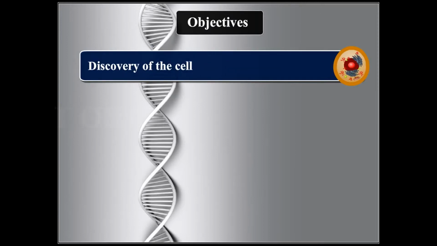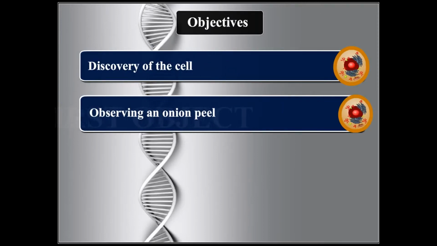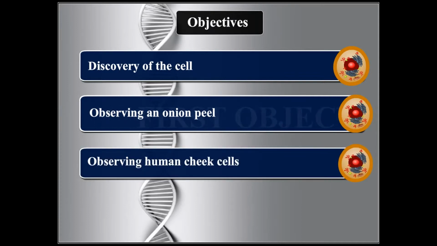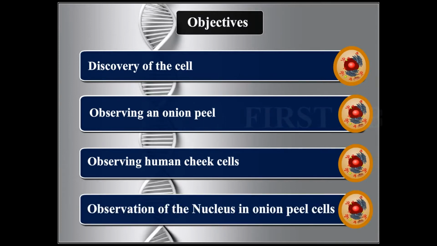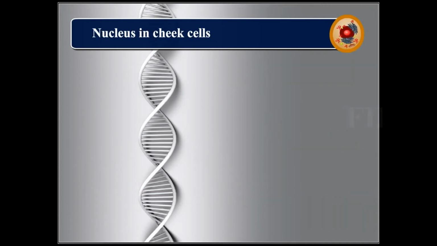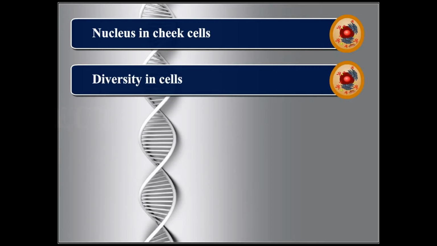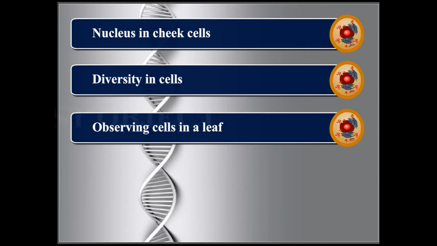Objectives. In this chapter, we will learn about discovery of the cell, observing an onion peel, observing human cheek cells, observation of the nucleus in onion peel cells, nucleus in cheek cells, diversity in cells, observing cells in a leaf.